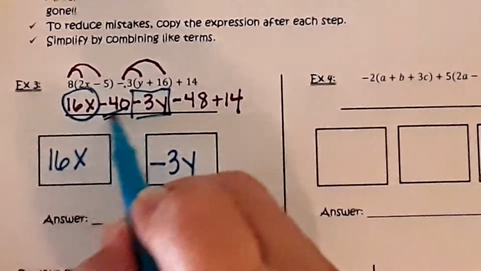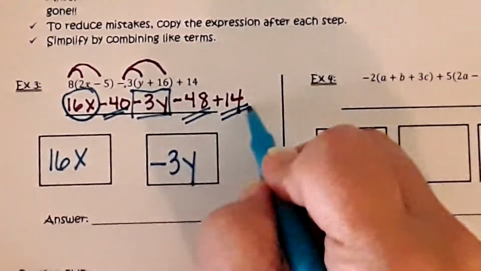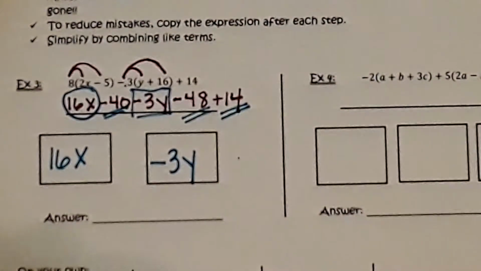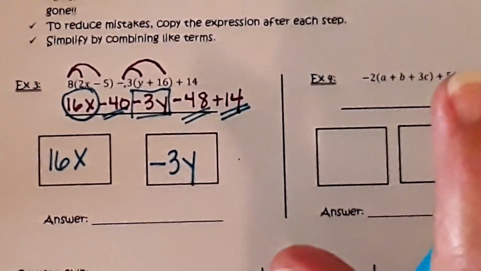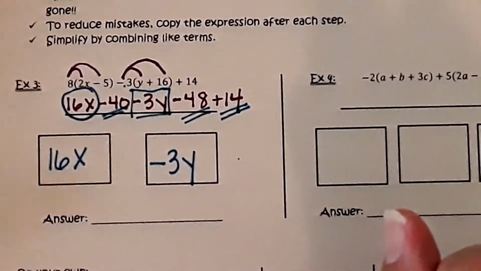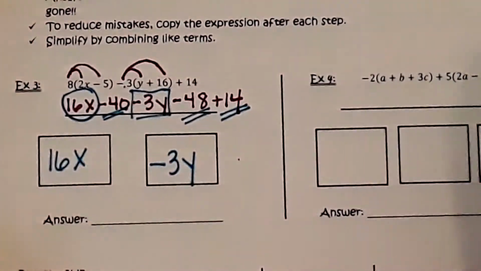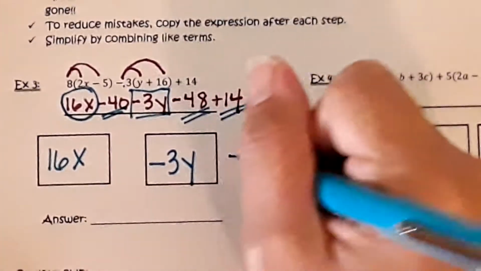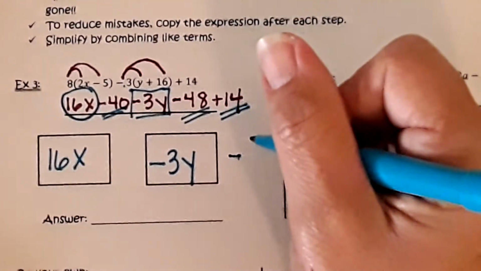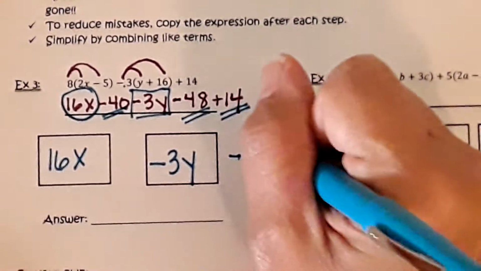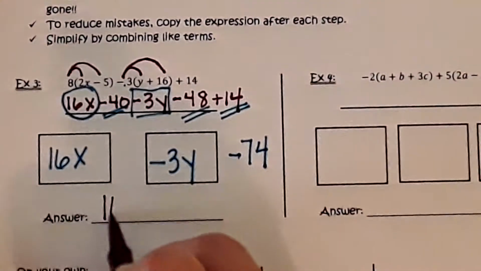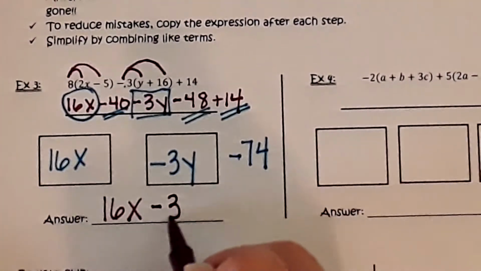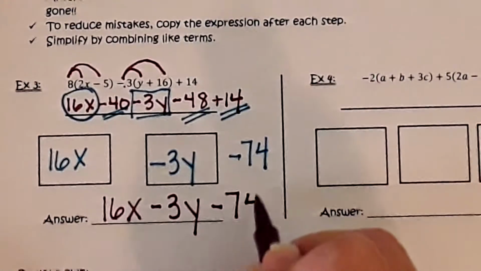Then I see a negative 40, a negative 48, and a negative 14. Yes, there should be another box here. Yes, I messed up. So negative 40 and negative 48, they're both negative. So it would be negative 88. Negative 88 plus 14. Well, you have more negatives than you do positives, so my answer is going to be negative. 88 and 14 becomes 74. And now my final answer is 16x minus 3y minus 74.